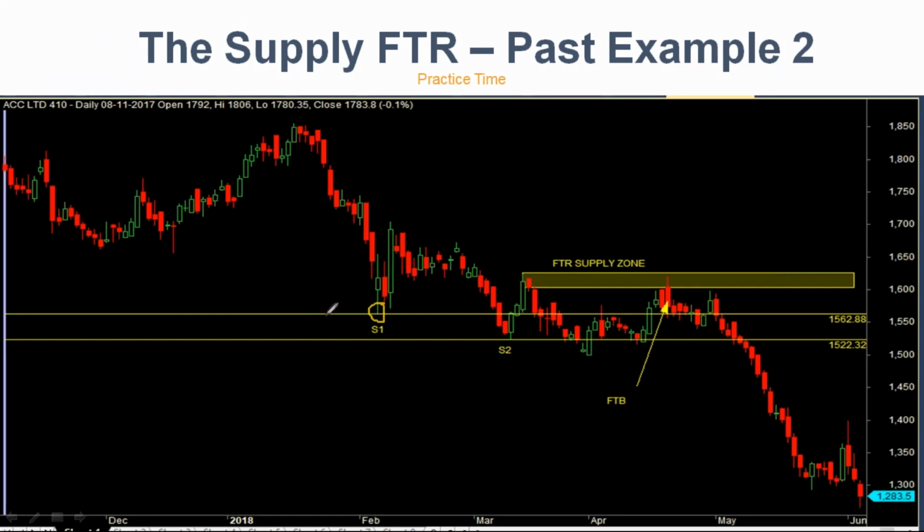Now, this is one more story. S1 formed, rule number 1, S1 broken, S2 formed, rule number 2, rule number 3, and then price went and breaks S2 below, rule number 5. And when price retraces to that supply zone, it reacts.